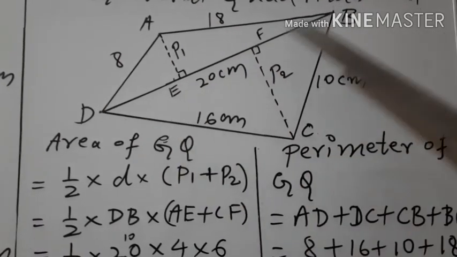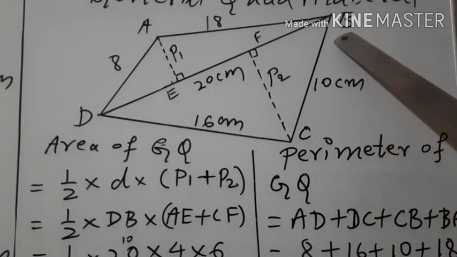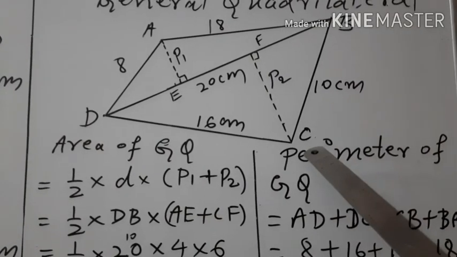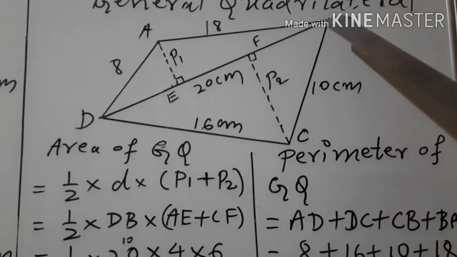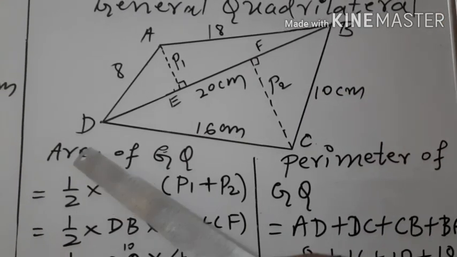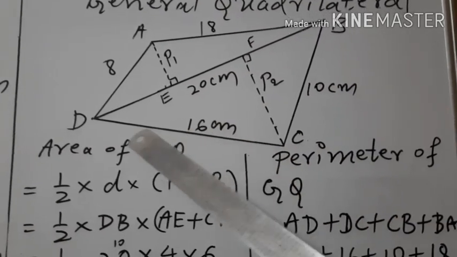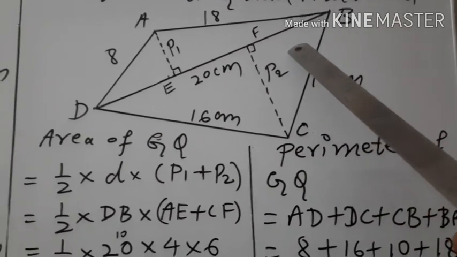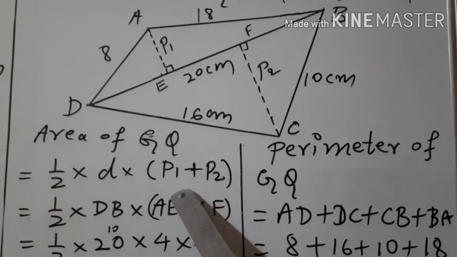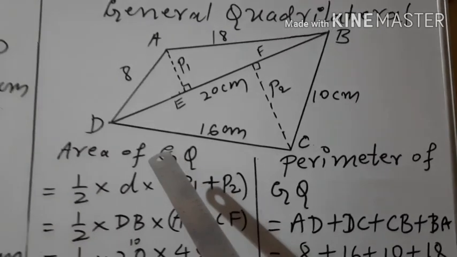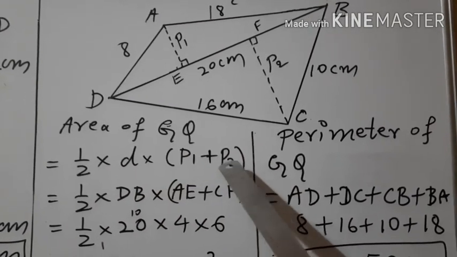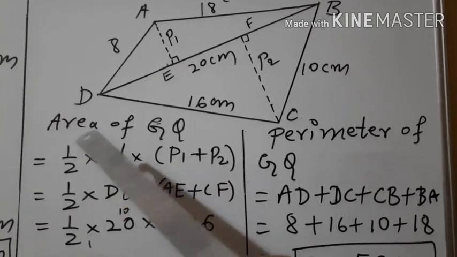Here, area of triangle ADB is half into base into height. And similarly, area of triangle DBC is half into base DB and height CF, right? Therefore, I can write half into D into P1 plus half into D into P2. Here, half and the diagonal come out, and bracket P1 plus P2 remains. That is why the area of this general quadrilateral is equal to half into diagonal into bracket sum of perpendiculars drawn to the diagonal.